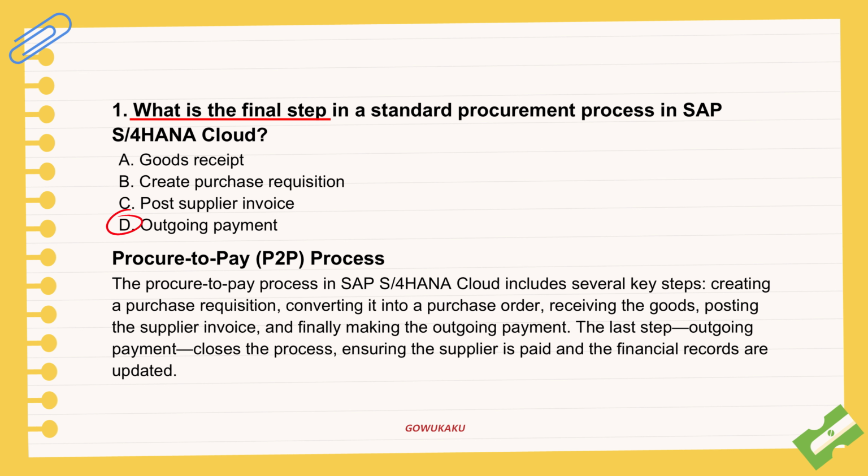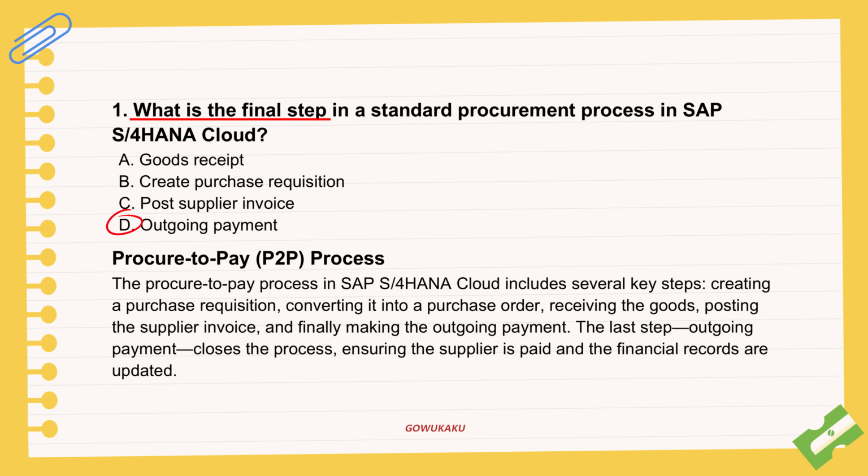Outgoing payment, okay. I mean, obviously getting the goods, checking the invoice, those are critical steps, no doubt. But if you look at the whole standard cycle, especially from a finance perspective, it really wraps up when you actually pay the supplier. So it's not just about having the stuff or verifying the bill. The whole standard process isn't really finished until that money goes out the door. That's the standard view, yes.